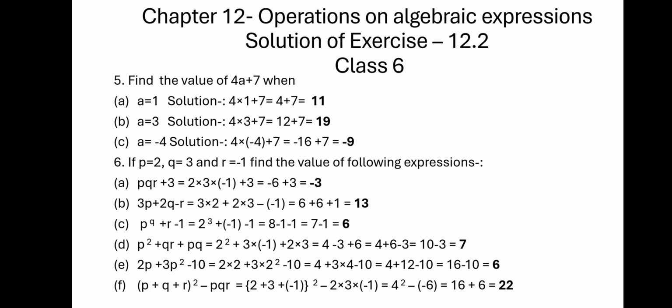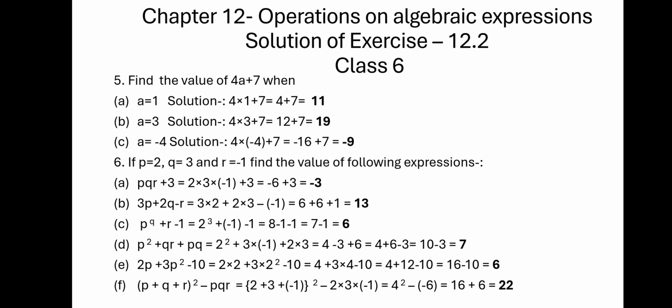C, a is equal to negative 4. So we have to substitute as negative 4. So 4 multiplied by negative 4 plus 7, that is negative 16 plus 7, and that is nothing but negative 9. Sixth question. If P is equal to 2 and Q is equal to 3 and R is equal to negative 1, find the value of following expressions.